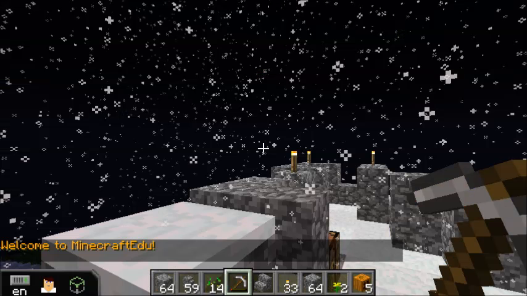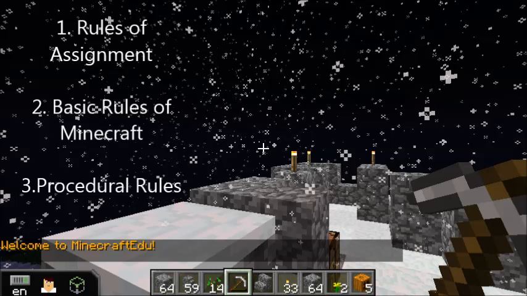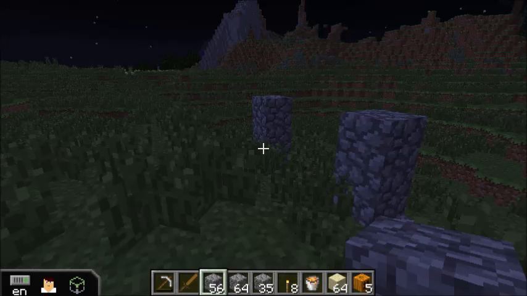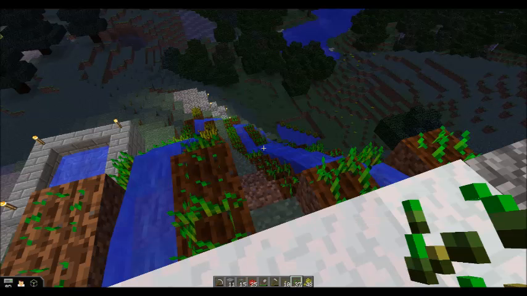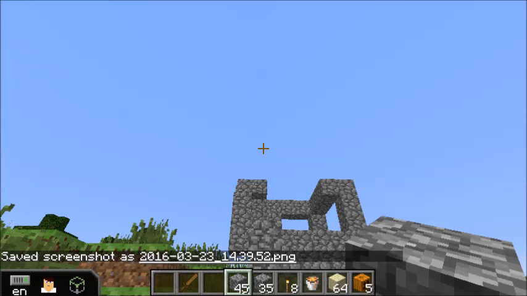The three sets of rules we'll be covering in this example would be the rules of our primary assignment as assigned by our teacher, the basic rules of the game Minecraft itself, and the procedural rules, aka the rules that had to be dynamically created to better manage the procedural space that we had to work with. The rules of the assignment were simple. Make a structure, create a farm, and record your progress.